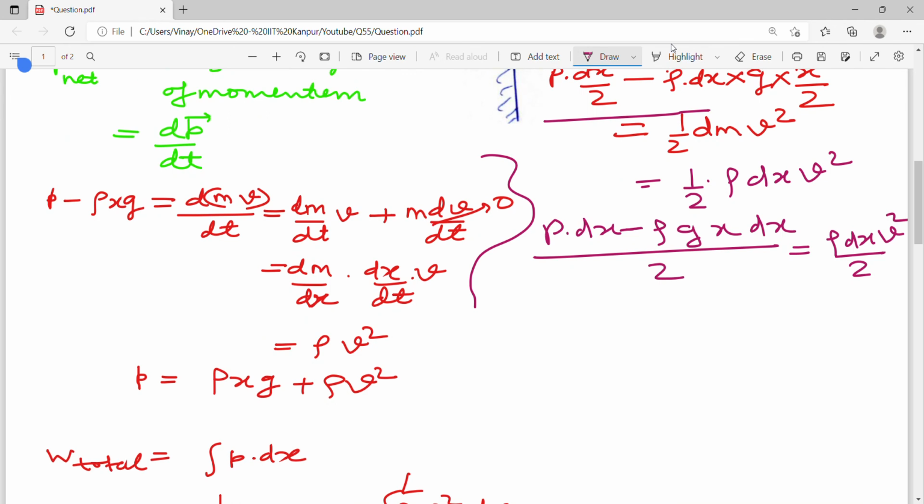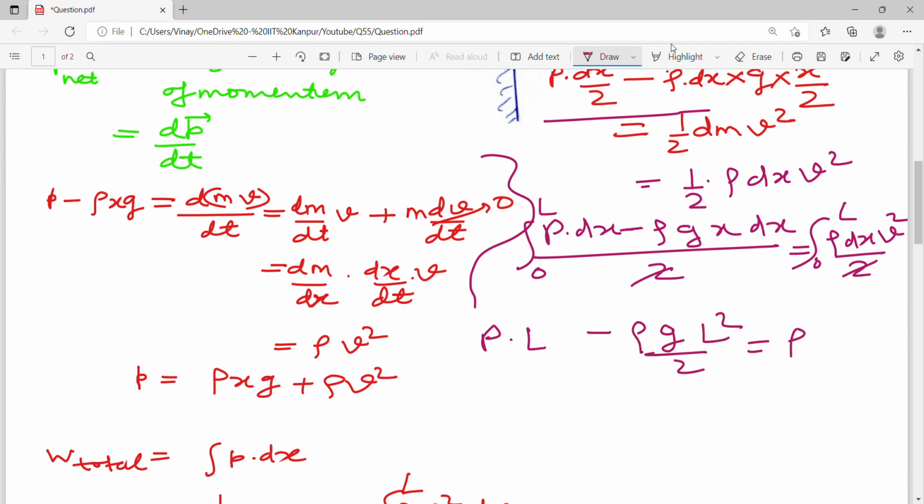Okay, so this 2 is cancelled out. What are you left with? You have to calculate the work done, the total work done. So total work done from where to where? Apply limits 0 to L. I am skipping a little, the video is getting longer. So P into L minus rho g L square by 2 is equal to rho L v square. P into L is the total work done by this force, okay? W_P is equal to rho g L square by 2 plus rho L v square. So these two answers are the same.